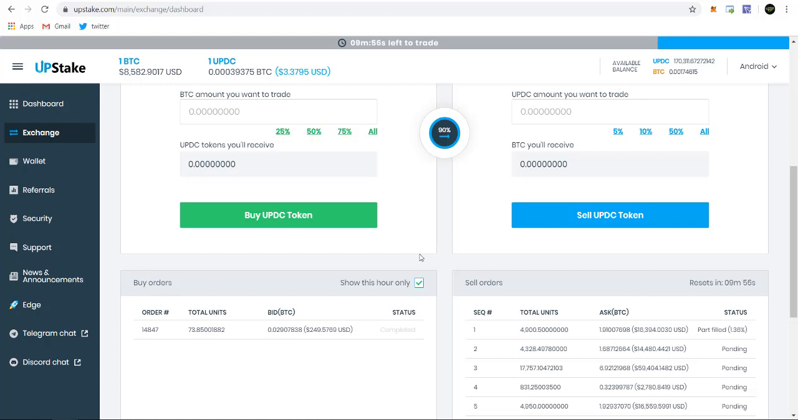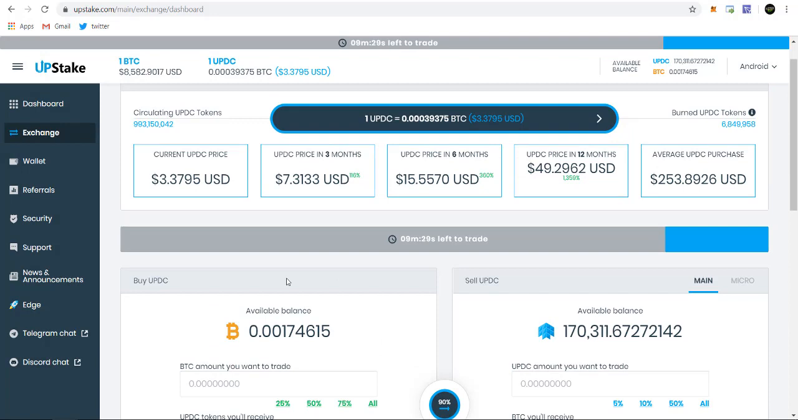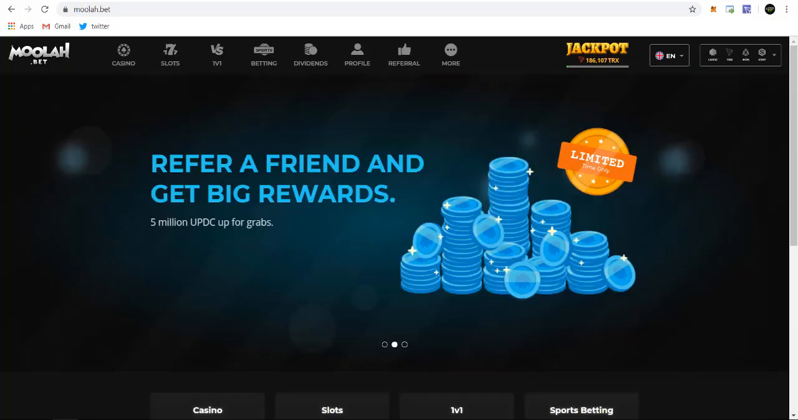Let's see this hour's buying volume. As you can see, someone bought $250 worth of UPDC token, and the first sell order was partially filled. That is, 1% of it was filled. Just imagine if you were in the first position and someone bought your full order, it would be game changing for you. The volume will not be a problem soon, because the team is working really hard and providing regular updates on this.